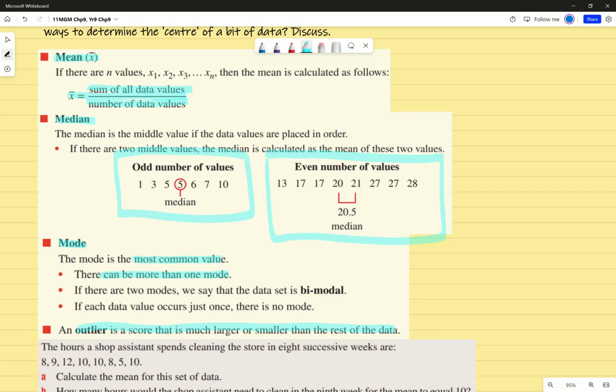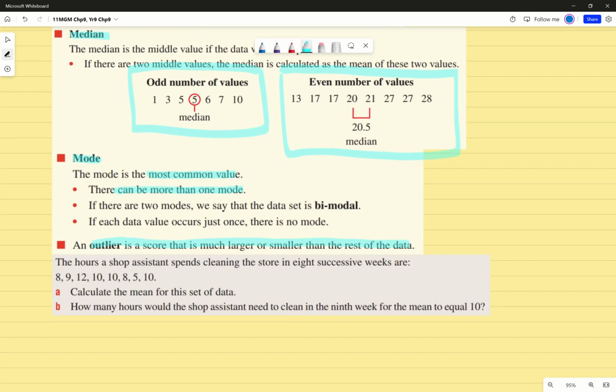All right, let's go through this example and then I'll let you get started on the questions. It says the hours a shop assistant spends cleaning the store in 8 successive weeks are as follows. Calculate the mean for this set of data. What I'm going to do, I'll calculate the mean, median, and mode just to make it a little bit easier. We're going to do one example together.